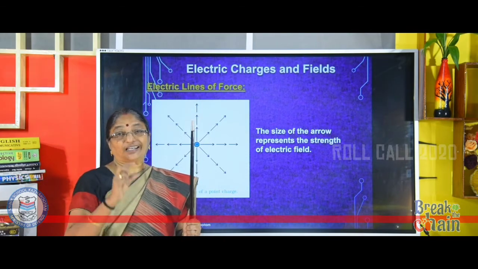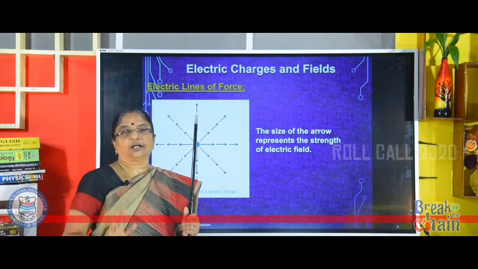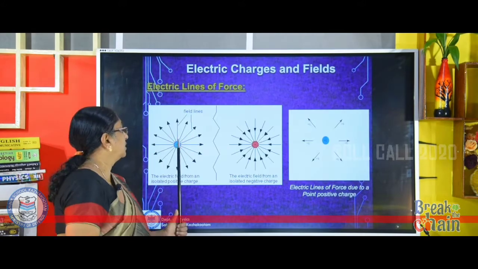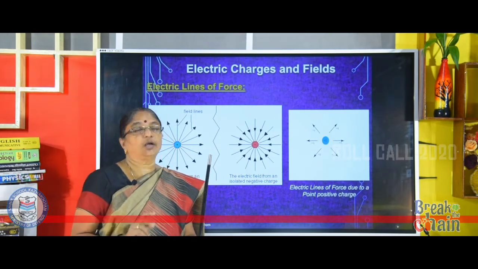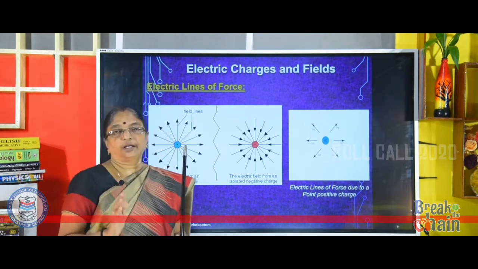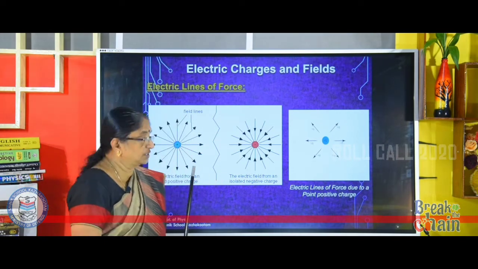And if it is a vector diagram, you have to draw like this. But to simply draw the electric lines of force due to a positive charge, you can draw a straight line like this. Now I will show you the pattern of electric lines of force in different cases.